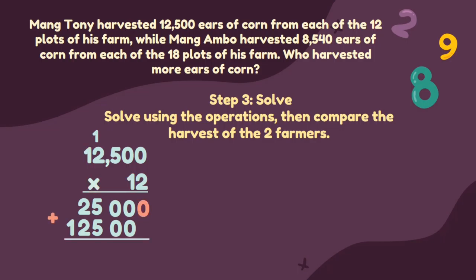Now we add the partial products. We bring down 0. 0 plus 0 is equal to 0. 0 plus 0 is equal to 0. 5 plus 5 is equal to 10. We write 0 and regroup 1. 1 plus 2 plus 2 is equal to 5. And we bring down 1.